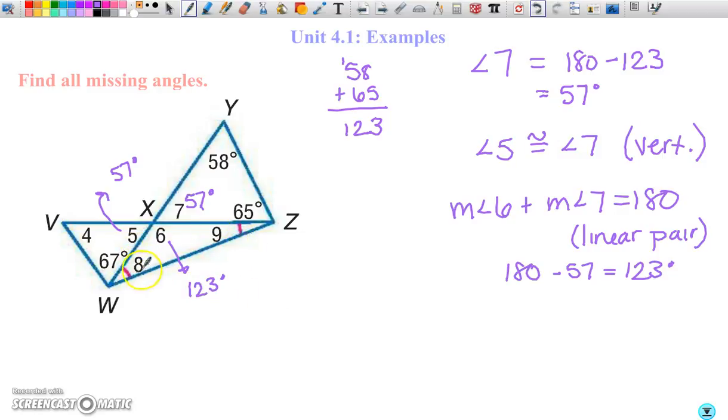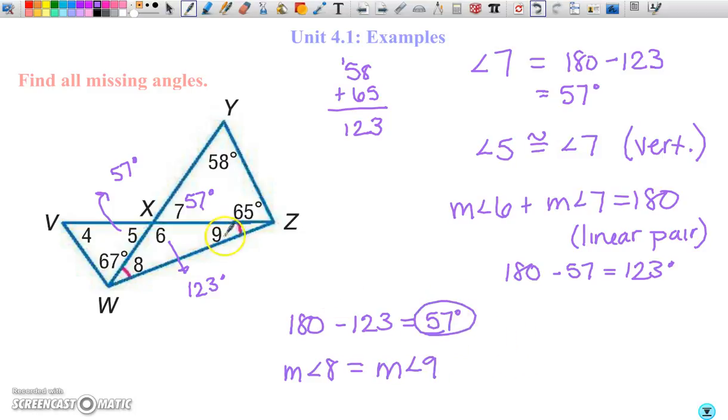Now 8 and 9 are marked with a congruent symbol. Since 8 and 9 are congruent, we take 180 degrees total and subtract our 123 from it, which gives us 57. Since the measure of angle 8 equals the measure of angle 9, and we need them to be 57 together, the measure of angle 8 plus the measure of angle 9 is 57. We take 57 and divide that by 2, which gives us 28.5. So angle 8 is 28.5 and angle 9 is 28.5.